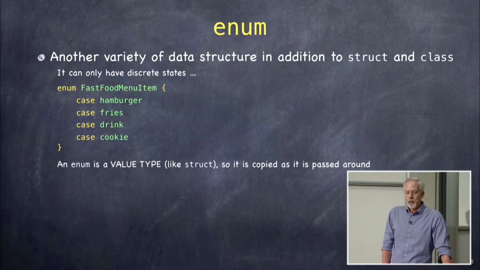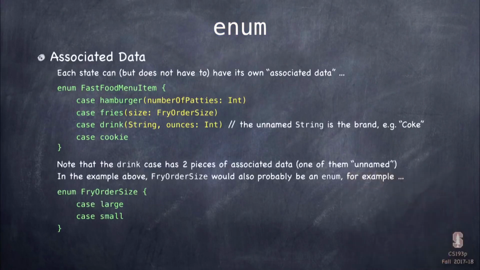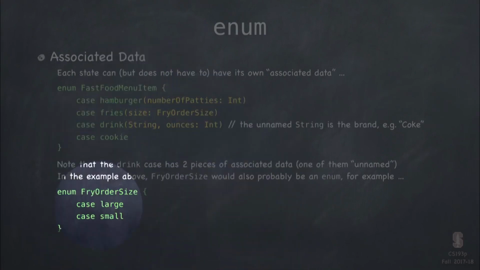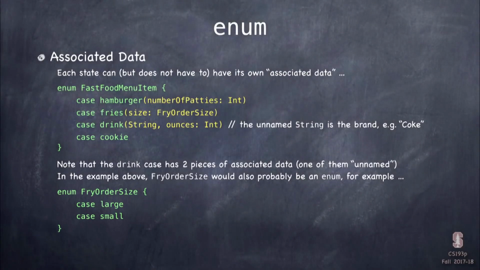Okay? Now, enums in Swift are a little bit more powerful than your typical enum because each case can also have what's called associated data or an associated value. So in my fast food item, my hamburgers have the number of patties. Is it a double burger or a triple or a single? The fries has the size of the fries, a large fry or small, and I've even used another enum, you see down here at the bottom, to do the size of it. And then drink, okay, it has 2 pieces of associated data.